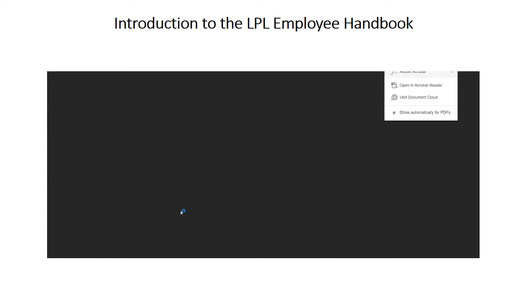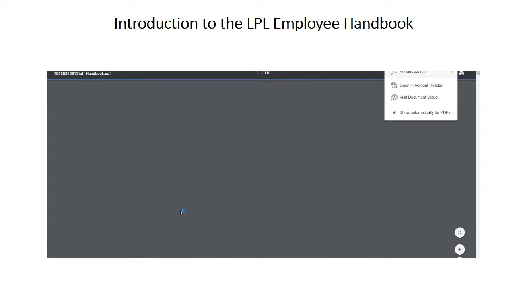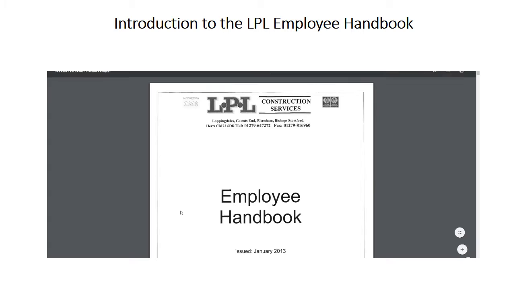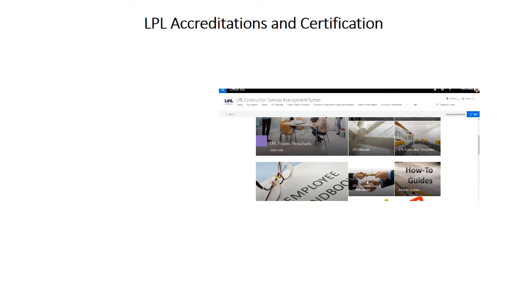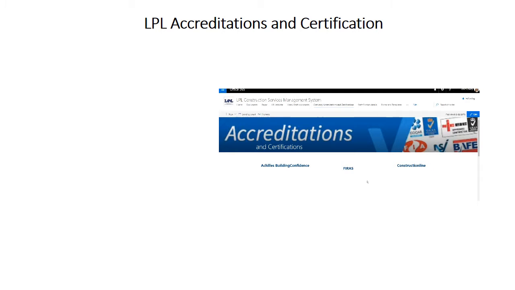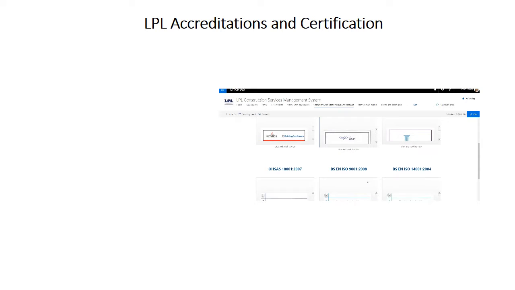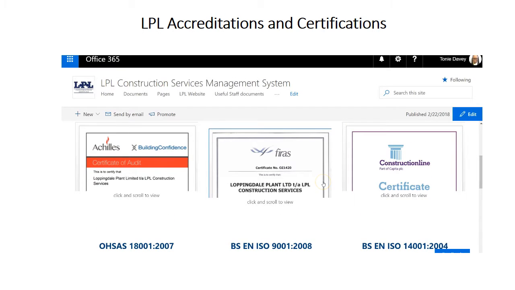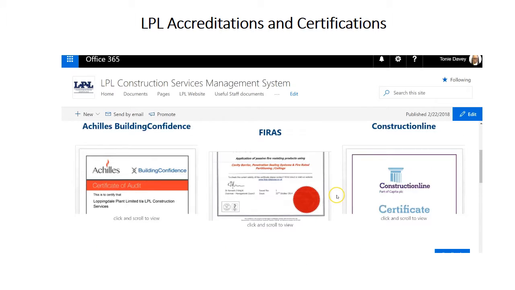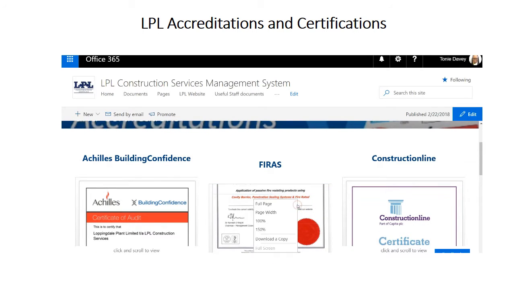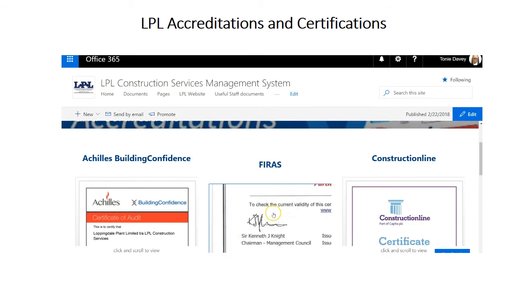Access to the LPL Employee Handbook can also be found via the front page. The SharePoint site can also give staff access to all LPL accreditations and certifications. Once on this page, you are able to view or even download a copy of a certificate.